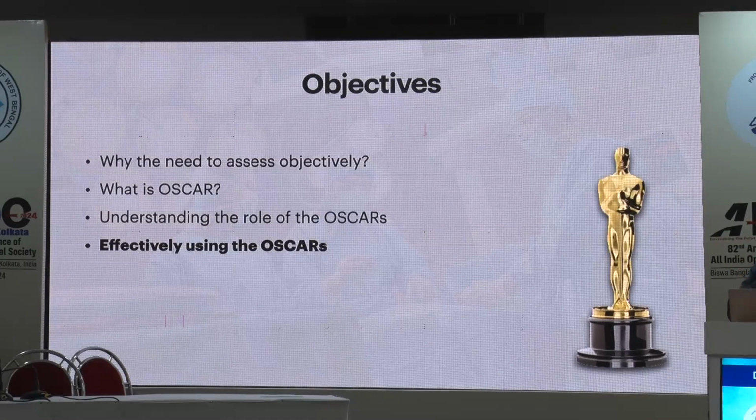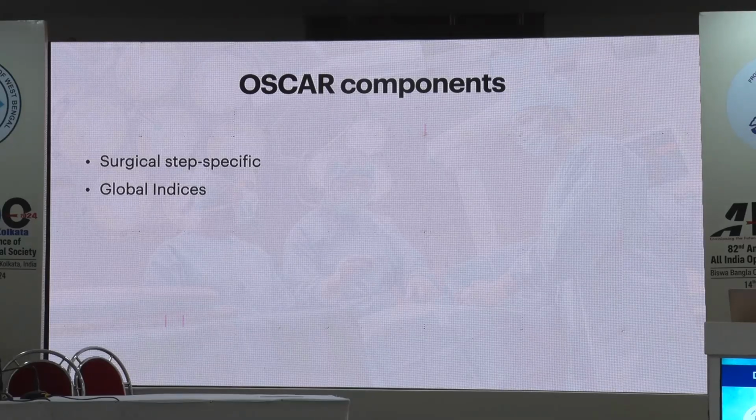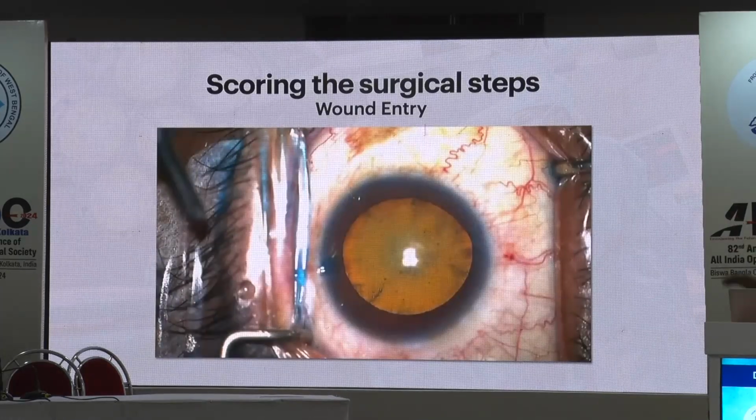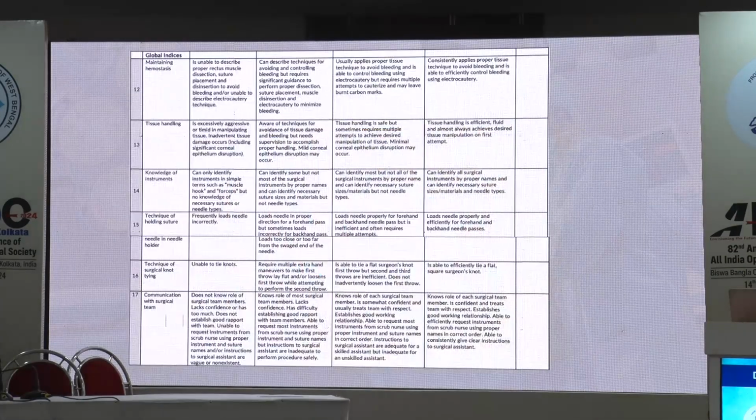So now we know why we need to assess objectively, what we are going to do with the OSCAR, and why we came up with the OSCAR, and now we need to see how. Apart from those steps and the gradation of the trainee, there is something additional in the OSCAR called global indices. Global indices is a behavioral assessment, generic in terms, I'd say, but at the same time specific in its outcomes. Now, if you look at global indices, this is what it is.